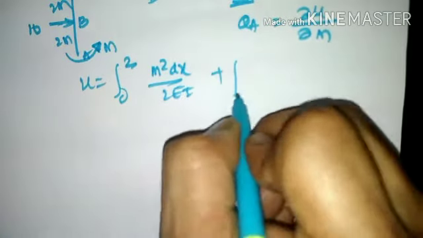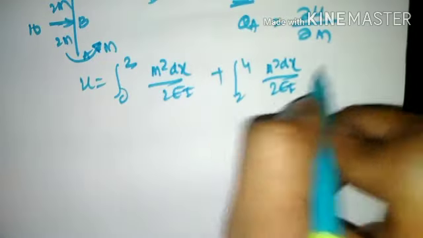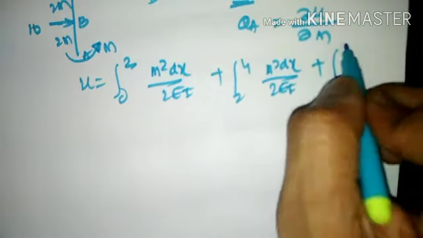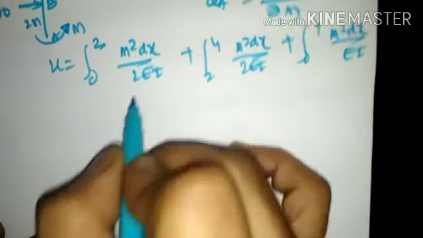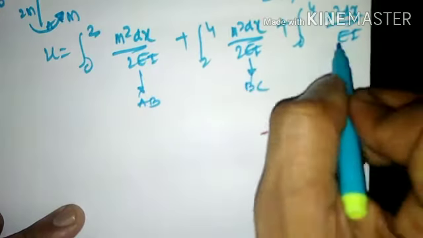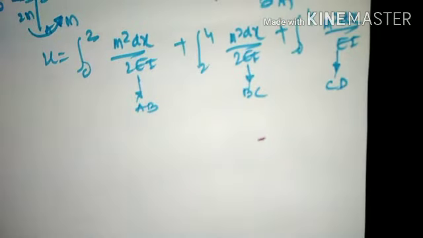So expression for U will be again integration. First term will be for 0 to 2, M squared dx divided by 2EI. This is for the member from A to B. Then the next term is from 2 to 4, M squared dx divided by 2EI. Then the last term will be from 0 to 4, M squared dx divided by 2EI. So this term is for the member A to B, this is for member B to C, this is for member C to D. These are all the individual expressions that we need to consider here.